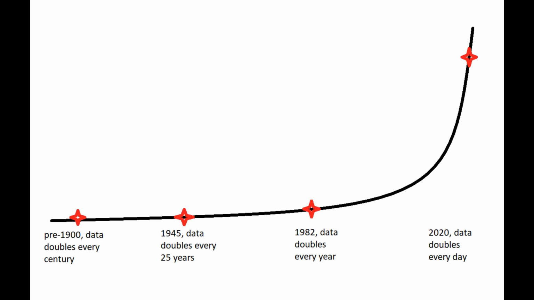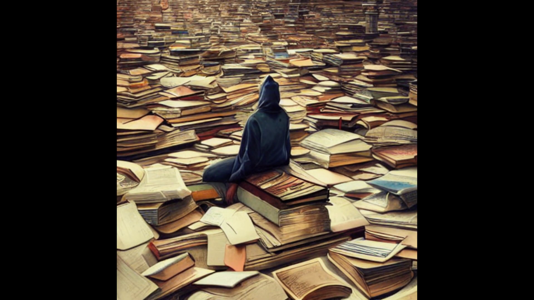After World War II, that increased to once every 25 years. Now, thanks to things like the internet and artificial intelligence, some researchers think that we may be doubling worldwide information every day. That is an absolute ocean of information, and without proper navigational skills, it can be very easy to become lost.